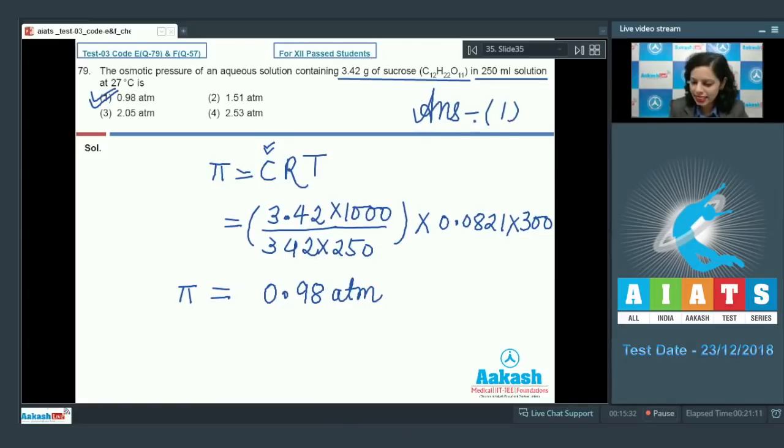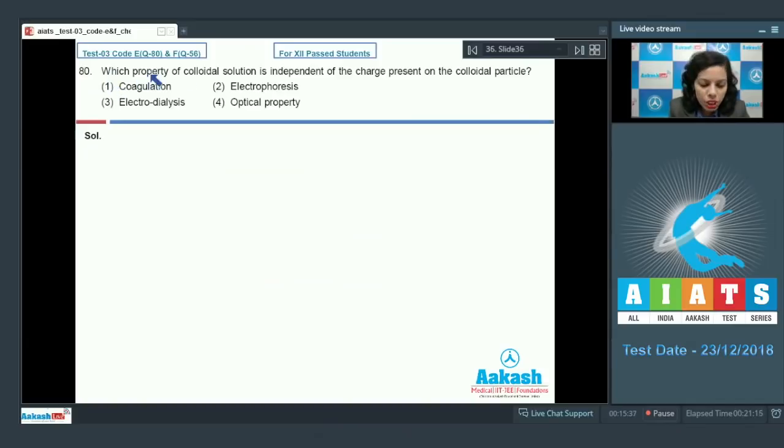Now, after this, let's take the next question. Question number 80. Which property of the colloidal solution is independent of the charge present on the colloidal particles? In this case, we have to just consider the given properties. One is the coagulation. Coagulation of the colloidal sol or the colloid simply is done with the help of the charge. Similarly, we talk about the electrophoresis, that is also the movement of the charged particle in the presence of the electric field. Even if we talk about the electrodialysis, that also occurs with the help of the charges. And that is why these three are charge dependent properties.